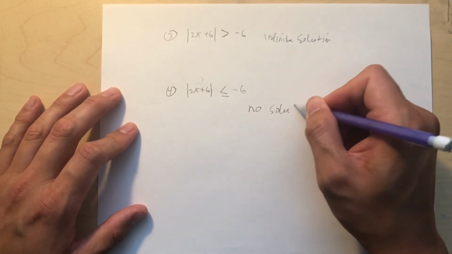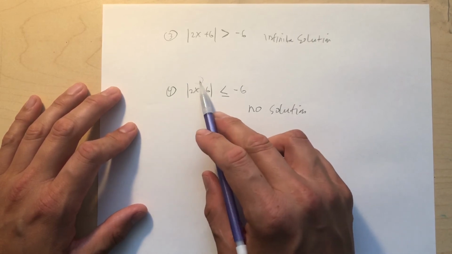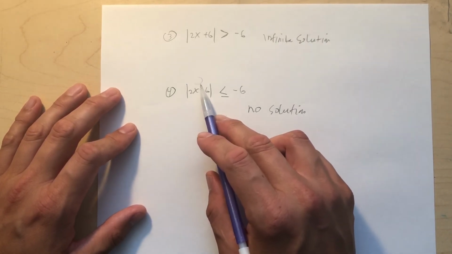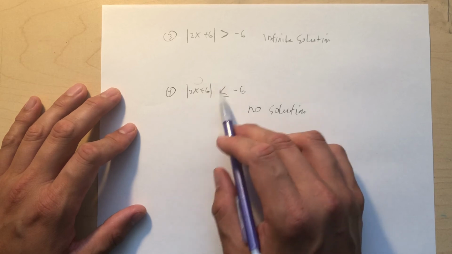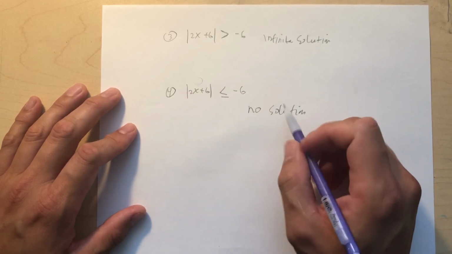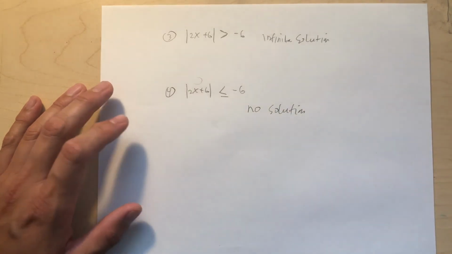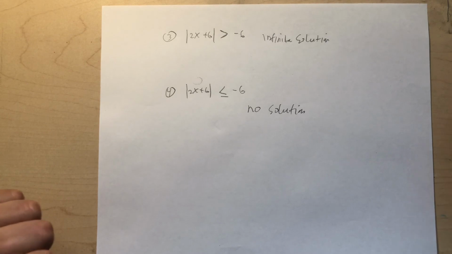So there's a huge difference between those two. Again, one more time. Any number here will be positive. It could even be a 0. So 0 and a positive number can never be less than a negative number. Therefore this is no solution. This one here is always going to be larger than a negative, so it's infinite solutions. So those two are actually different but very similar in a way.